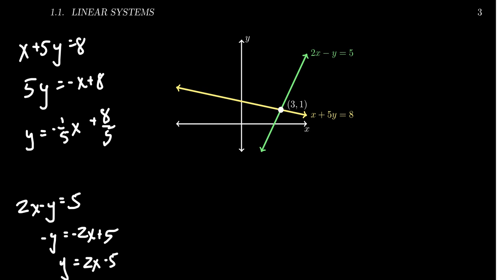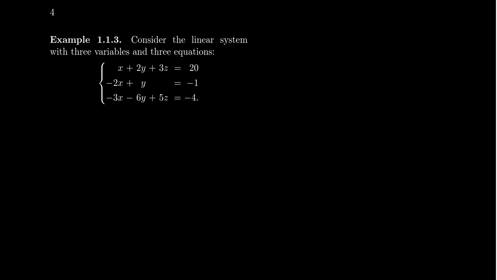One could find that geometrically if we drew this thing well enough, but it turns out an algebraic technique of solving will be better, and we'll see that a little bit more in the future. Let's take a look at an example with three variables. This is now an example of a 3x3 system, three equations, three unknowns. We have the variables x, y, and z right here.